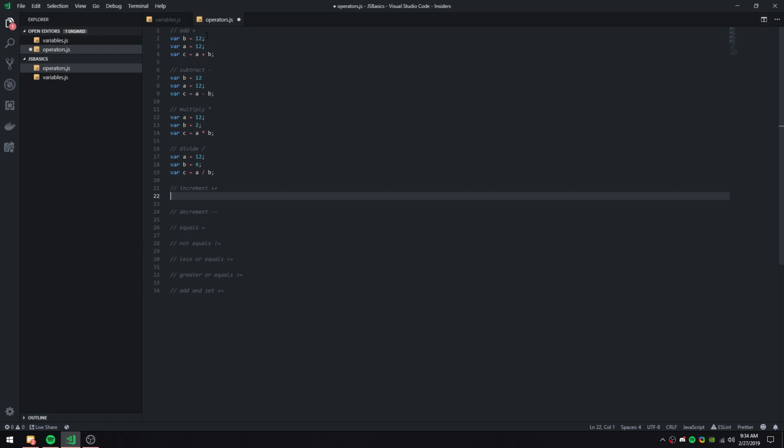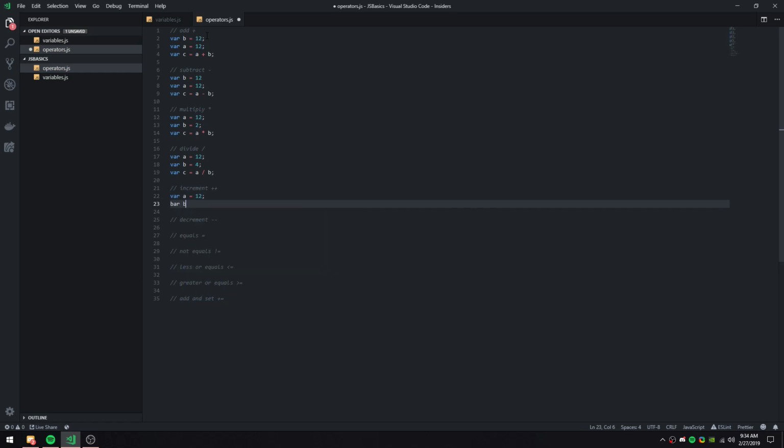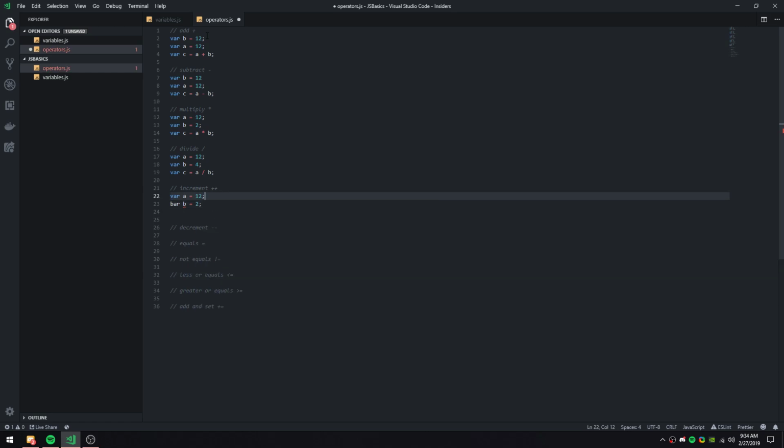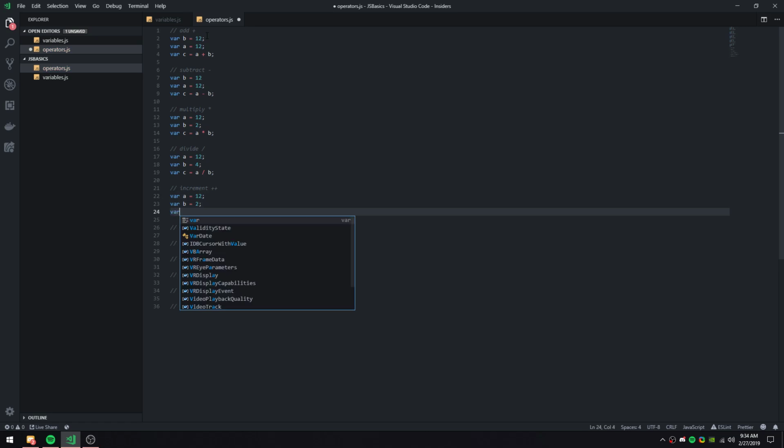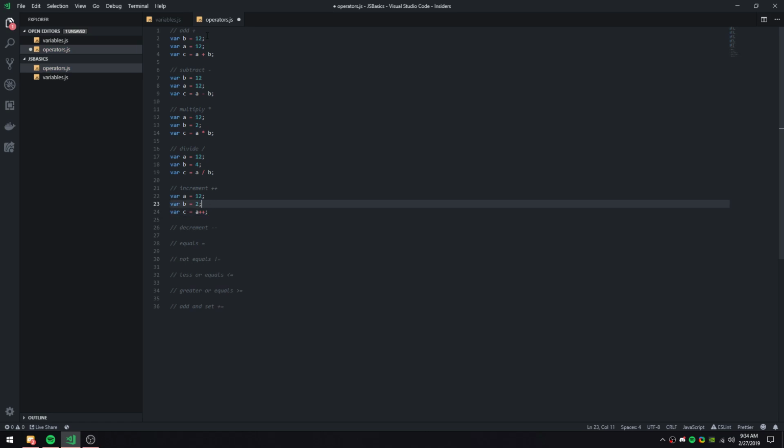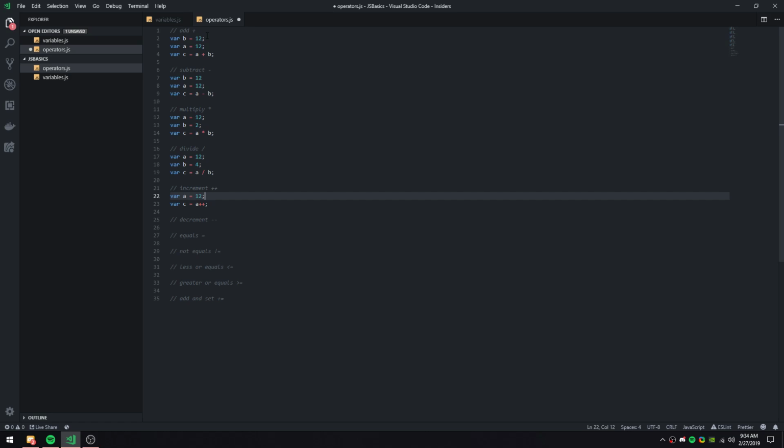Next thing we're going to talk about is increment. Now this is a bit more complicated. So if we have var a equals 12, var b equals 2, for example. Now if we do var c equals a plus plus, what this is going to do is add 1 to it after, essentially after it's loaded. So if we print c now, it's going to show as, well, 13.